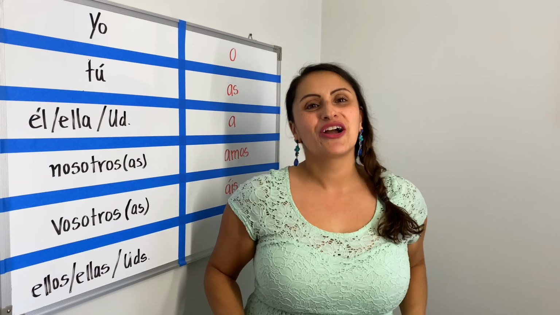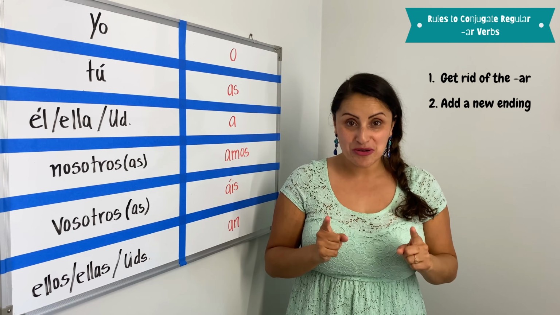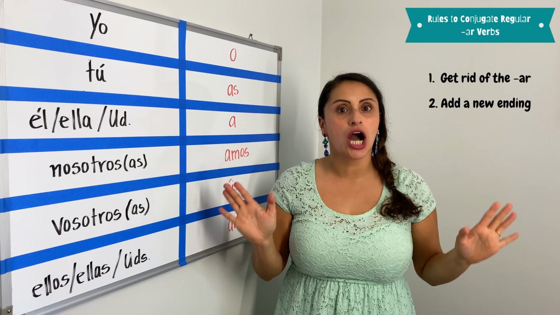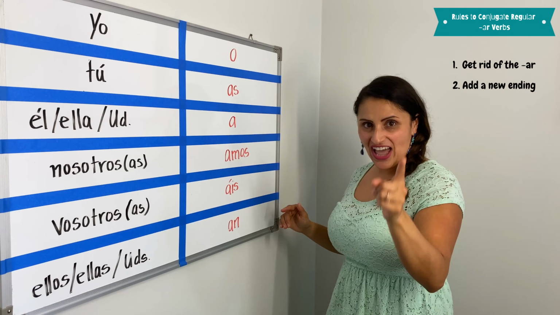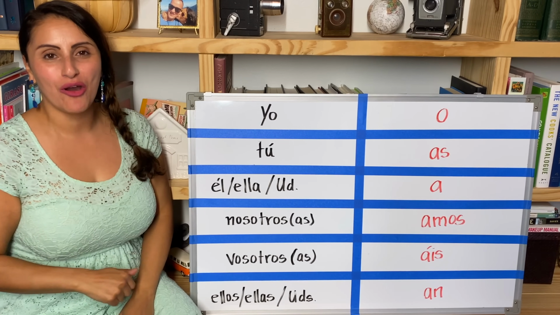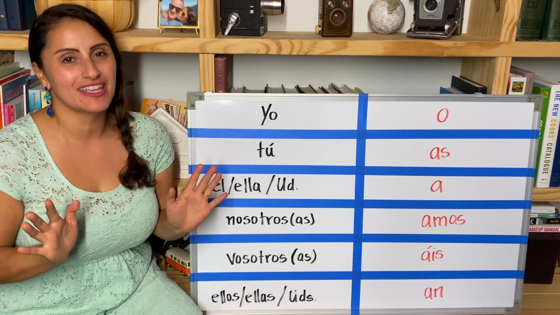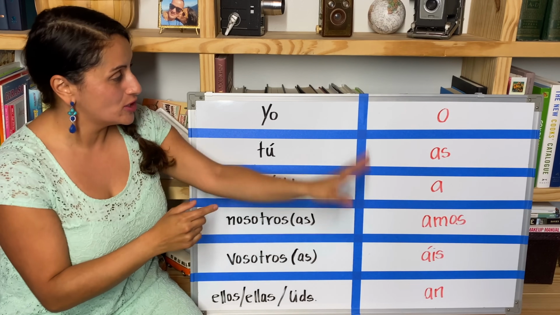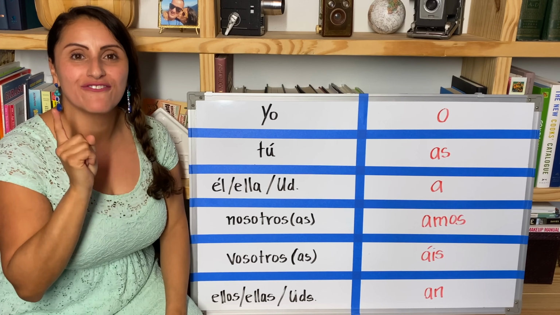So now you are an expert and you know how to conjugate AR verbs. So remember, the rules are, number 1, get rid of the AR. Poof, gone, adios. And number 2, you add a new ending. And that's how you conjugate an AR verb. Fantastic job, you guys. You are now expert conjugators of AR verbs. And that sounds like a really fancy thing, but all you learned how to do was literally take your AR verb, get rid of the AR, and add a new ending. And you did it. You did fantastic.